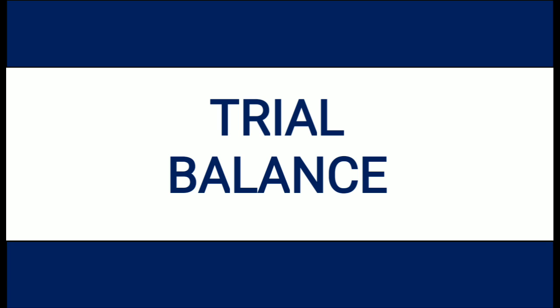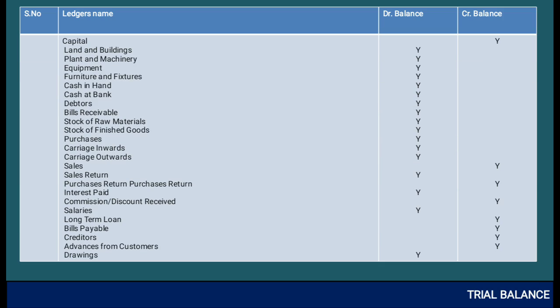So let's see. Before I start our discussion, first we have to remember every time which ledger or account has a debit balance and which has a credit balance. As we have already discussed, all the liabilities and all the incomes have credit balance, and all the assets and all the expenses have debit balances.